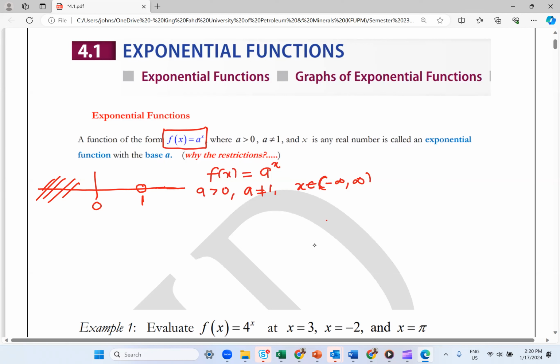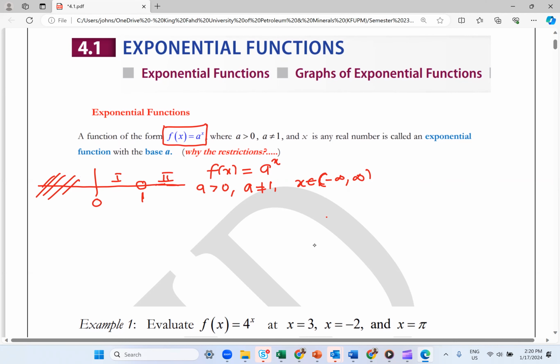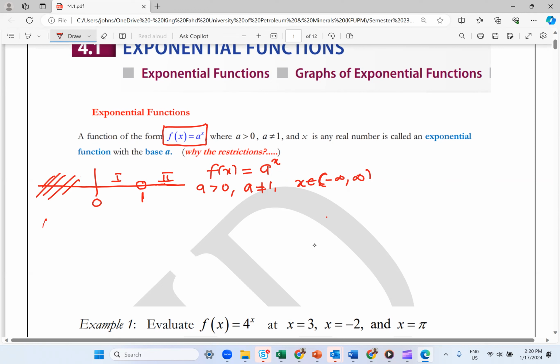So it means you have two parts. a can be between 0 and 1, or a can be greater than 1. Now let's see why a cannot be less than 0. Let's assume that a is less than 0. What does that mean? It means our function f of x is just a to the power x.